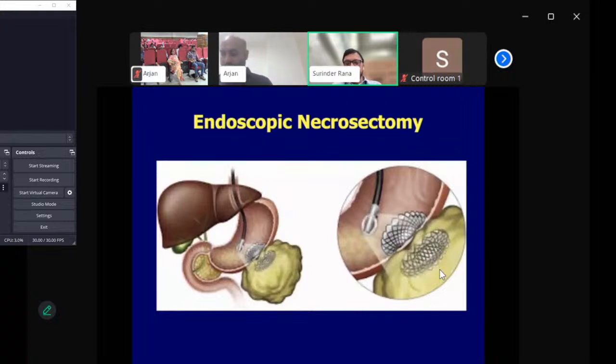First, I'll talk about this procedure, which is endoscopic necrosectomy. It's basically an endoscopic procedure which we do for patients who have pancreatitis. Pancreatitis is a disease of the pancreas which leads on to necrosis, and then this gets infected. So the aim of this treatment is to remove this infected necrosis from the bed of the pancreas to the stomach. So what we do is we take our endoscope into the stomach, make a hole on the posterior wall of the stomach, and get into this cavity which has the necrotic collection.